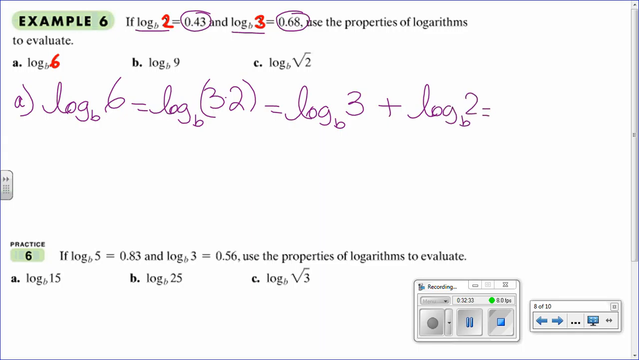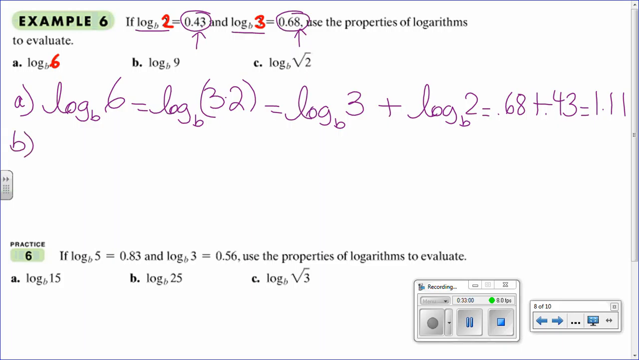And here, if you look at it, the log of 2 has a value, it's 0.43. So that's what I'm going to put here. And the log of 2, oh, I have them backwards. The log of 3, this should be first, is 0.68. And the log of 2 is 0.43. And if we add those two numbers, we get 1.11.